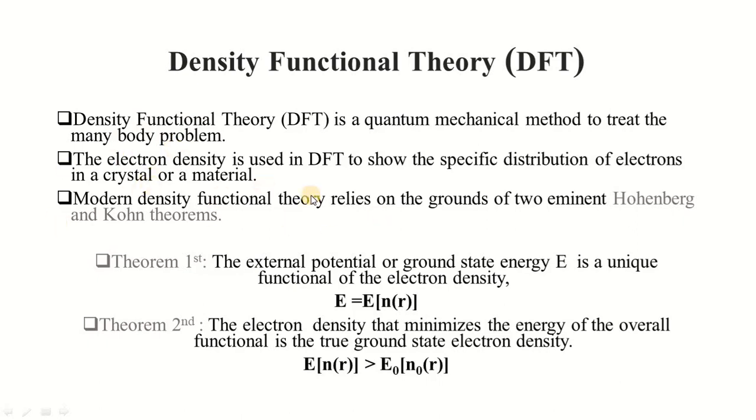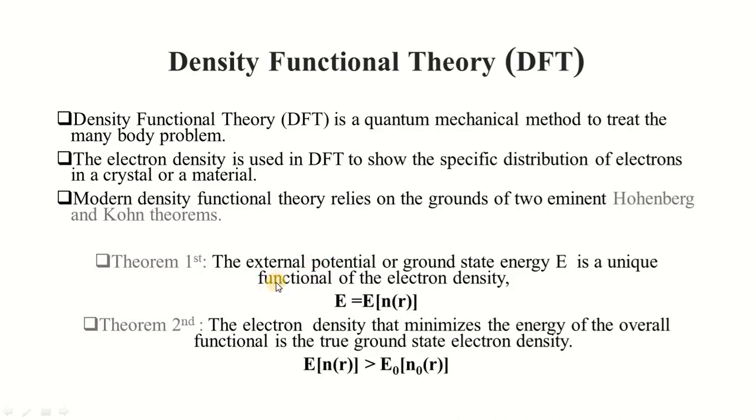Now modern density functional theory relies on the two eminent Hohenberg-Kohn theorems. The first theorem states that the external potential, or we can say the ground state energy, is a unique functional of the electron density.